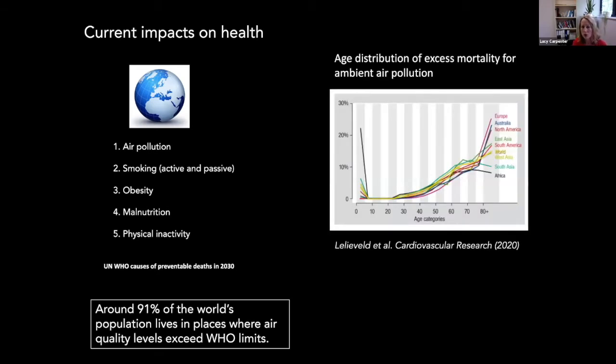This plot then just shows the age distribution of excess mortality due to ambient air pollution. And essentially, it shows that as you get older, your risk of loss of life expectancy from air pollution increases. So the older you get, the more likely this will have an impact on your life expectancy. Although, having said that, 25% of the global mortality due to air pollution happens before the age of 60. So you're still accumulating that before the age of 60, and more so in developing countries particularly.